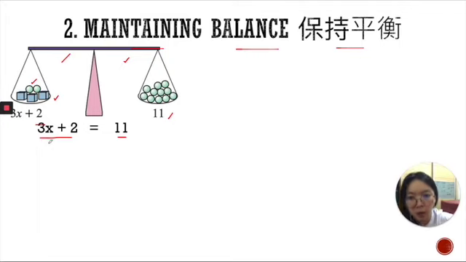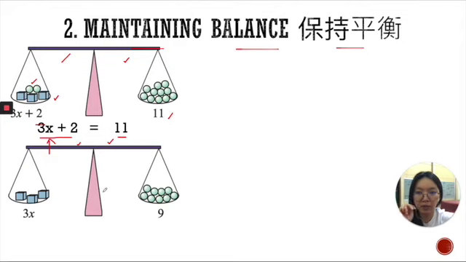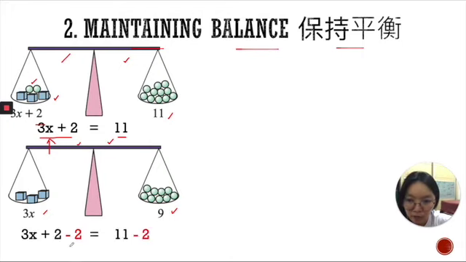Now I'm very interested to find out what x is. With the first method, you put in x equals 1, x equals 2, x equals 3 to check whether left and right are the same, until they are the same, then you get the final x. But now, the second method. 2 balls disappeared, and 11 balls become 9. What happened? I take out 2 balls from the left and also take out 2 balls from the right.